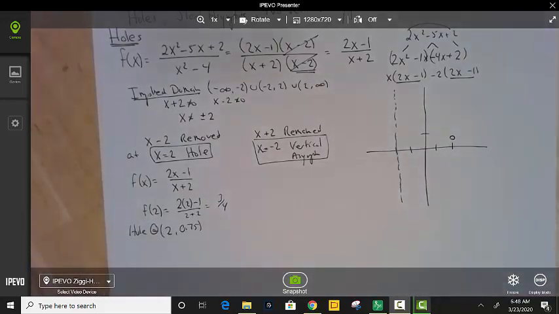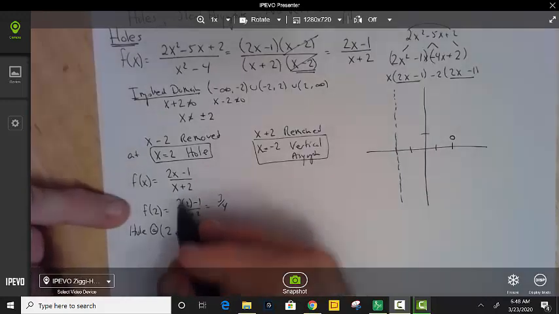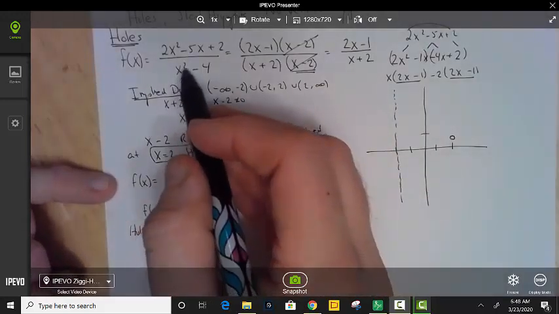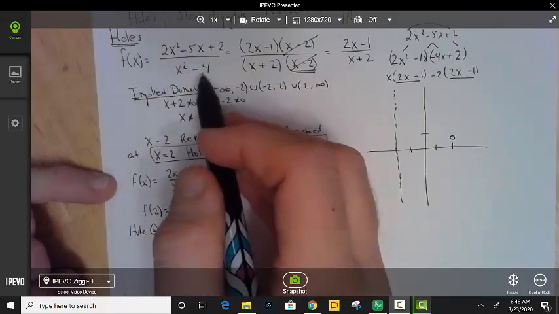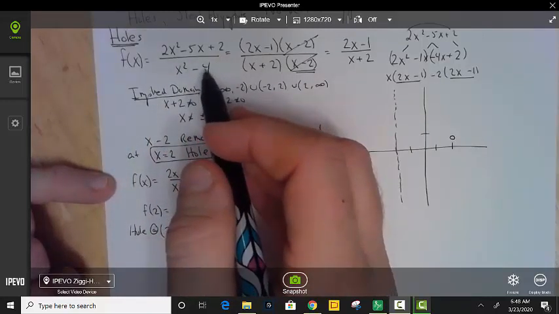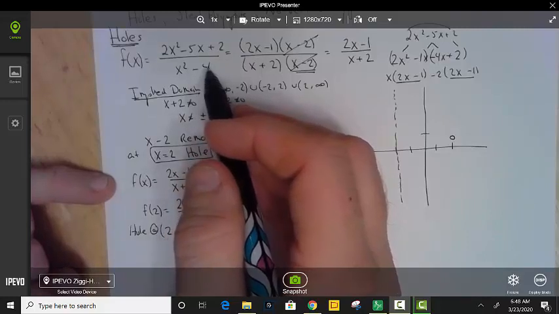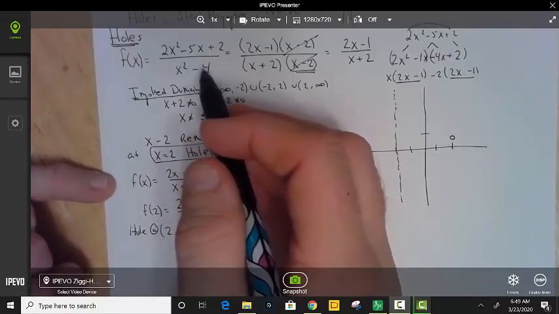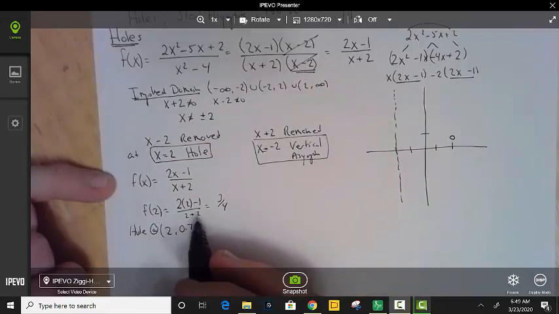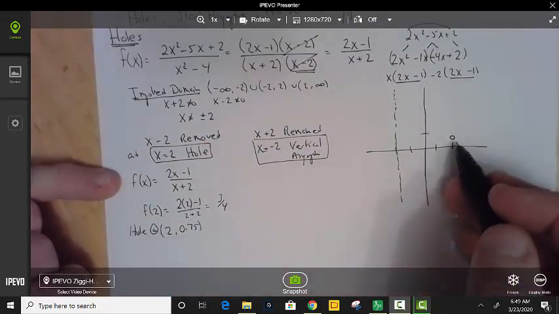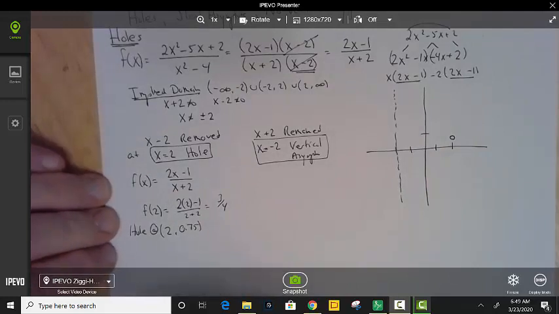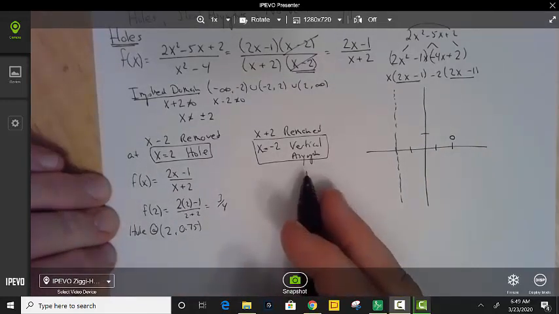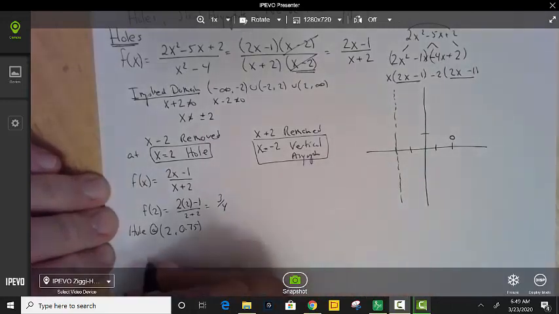Okay, so if we tried to plug 2 into the original function, 2 squared is 4, 4 minus 4 is 0, and the fact that we would be dividing by 0 would give us an undefined answer. So we would not be able to identify where that hole is. But using the reduced function, we are able to identify where that hole is. Alright, so we've identified the hole and the vertical asymptote. Now we're going to move on to our horizontal asymptote.